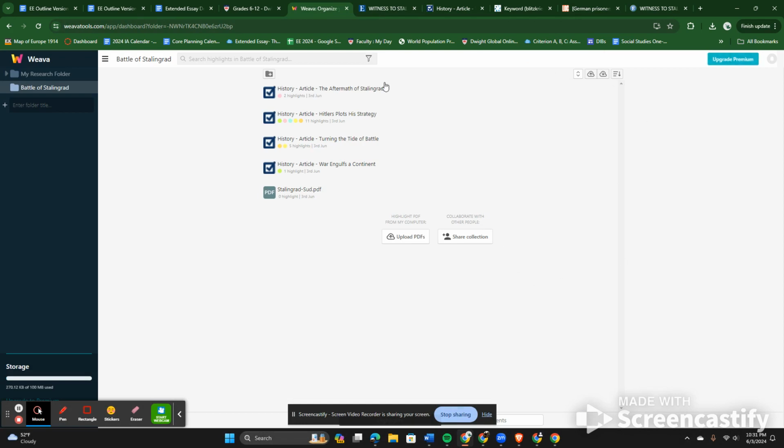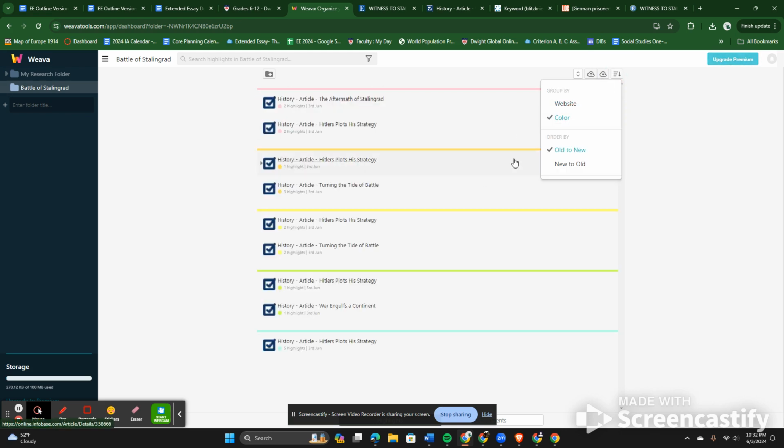We looked at this together, but just a reminder that you can sort by website, so you can see all these different websites, or you can sort by color. Now, what I've done is I've gone through and I've used different colors for different purposes. Okay, so I wrote this down on my own so that I wouldn't forget. And that's one thing that would be helpful for you to do as well, or to make a note for yourself in Weava. You could also do that.